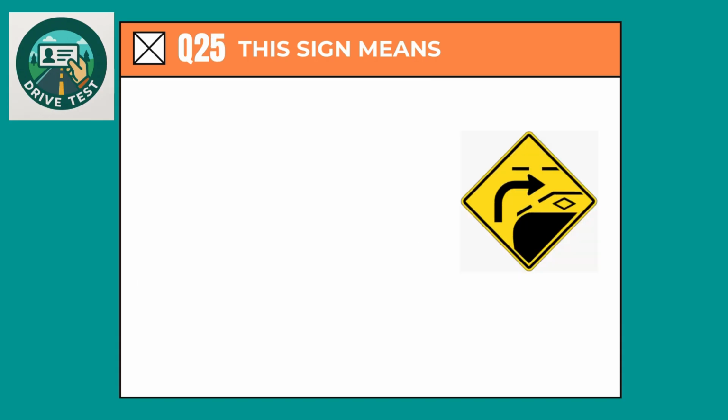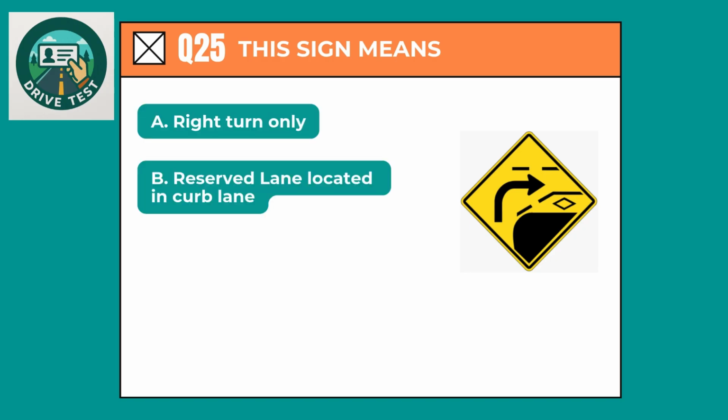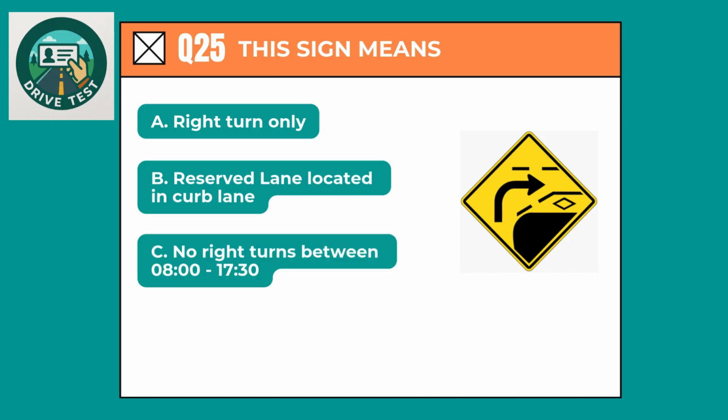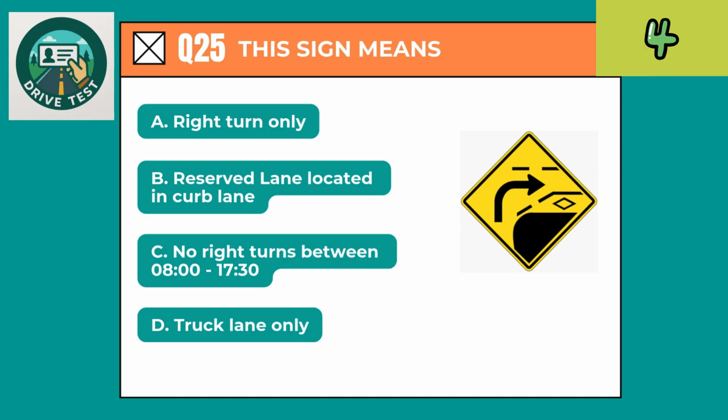Question 25. This sign means A. Right turn only. B. Reserved lane located in curb lane. C. No right turns between 8 o'clock and 17:30. D. Truck lane only. The correct answer is B. Reserved lane located in curb lane. Right curb lane is reserved for special vehicles.